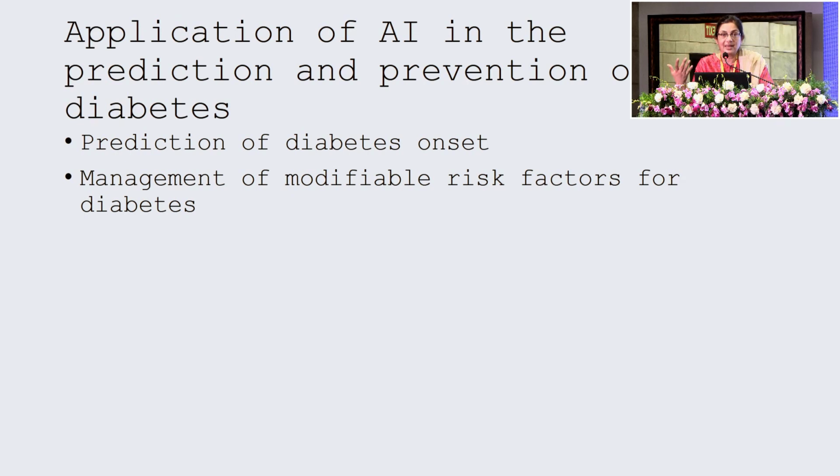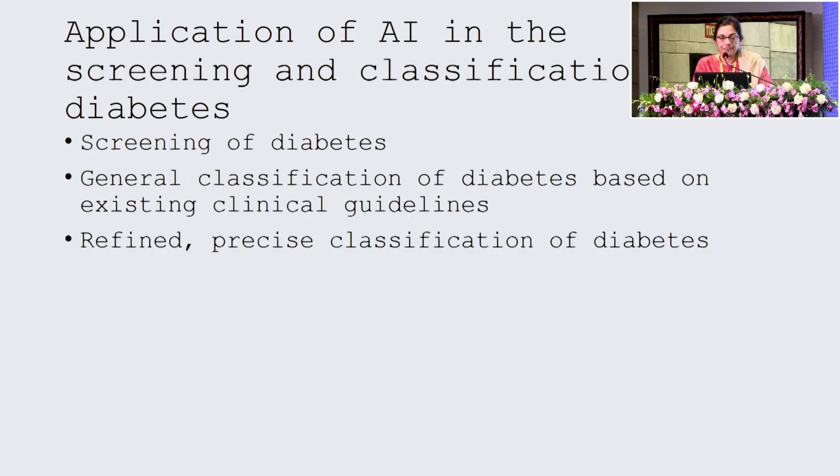That is the second role. We can manage and modify the risk factors. If we can identify these specific factors, we can work with AI to see which of them give us the best bang for our buck, if you will, to concentrate our resources on to modify the risk factors for diabetes.